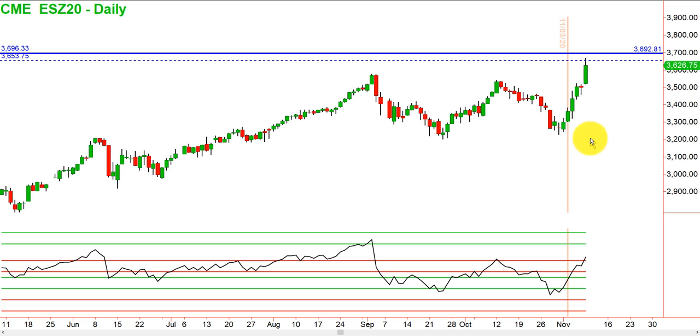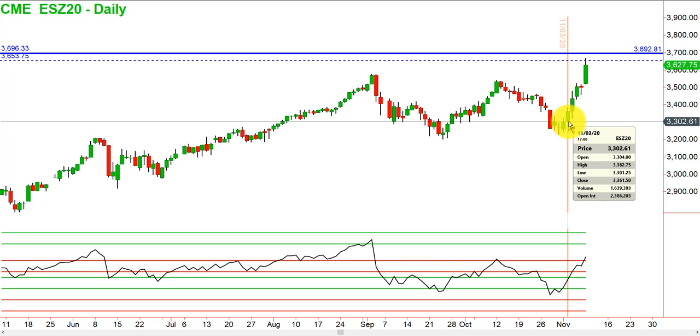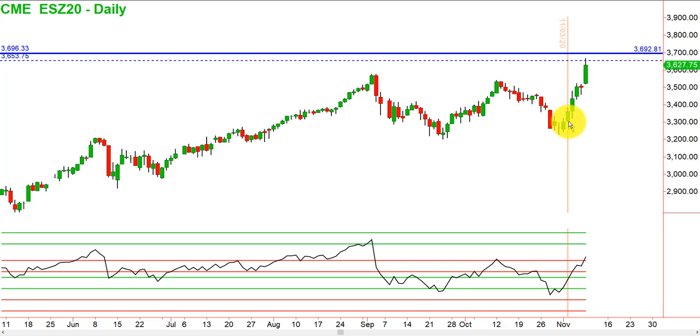All right, so here we have the daily chart of ESZ20. That's the E-mini S&P 500 futures contract, December 2020 front month. Now, look at the latest price action. Into the election day, we had this key timing right here, November 3rd. And I mentioned that in my last Skinny Dip video. You can check it out.